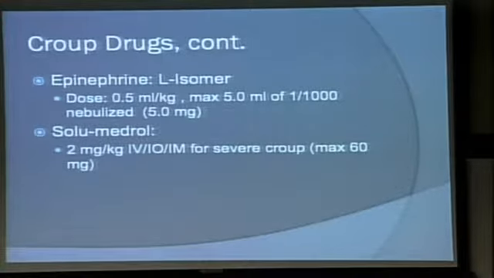Regular epinephrine is the L isomer only. So you can use regular epinephrine, and the dose is 0.5 mL per kilo with a max of 5 mL of 1 to 1,000, put in saline and nebulized. Pretty easy. But for right now, we're not going to run out of racemic epinephrine. I've been assured we have enough around.